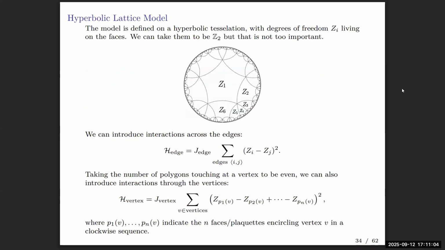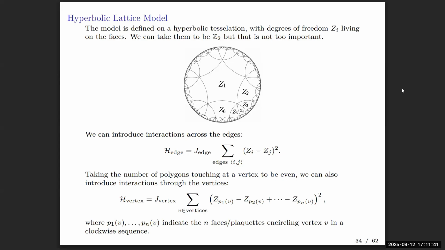The model I want to talk about is defined on the hyperbolic lattice. We imagine the degrees of freedom, which we can take to be C2 valued, though that's not too important, living on the faces or plaquettes of this lattice. Then there are two kinds of interactions we could imagine, if we just want to write down something natural and local. One is that they interact across the edges. The other is that they interact across the vertices. Here I've written down the edge interaction, and here I've written down the vertex interaction.